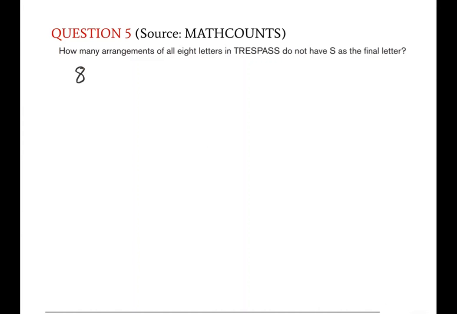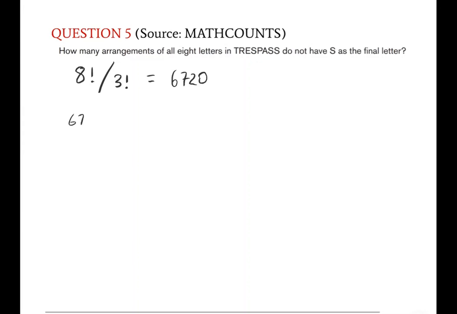So for 8 letters, you have 8 factorial permutations, different possibilities, but you have to divide that by the number of S's factorial, to get rid of all of the repeats. And that is equal to 672.